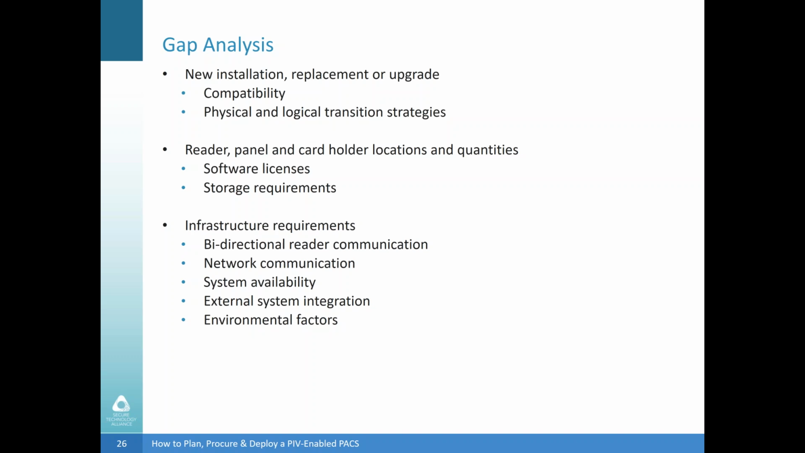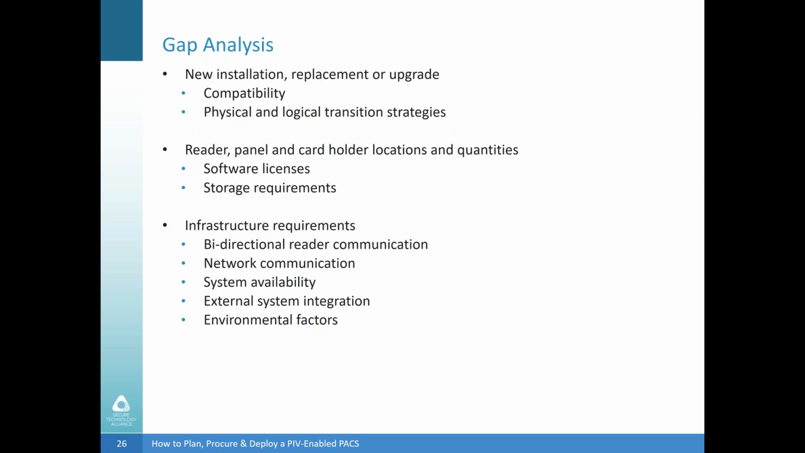So you may need a consultant, an integrator, or a manufacturer sales engineer to identify areas that could be problematic from that perspective. We already talked about the cardholder locations and quantities. What's important here is knowing how these choices impact things like software licenses and storage requirements. In some cases, the need for bidirectional reader communication may require new cabling. When we talk about network communication, you need to understand that the PACS will need to communicate to external locations over the network to obtain certificate statuses and CRLs.